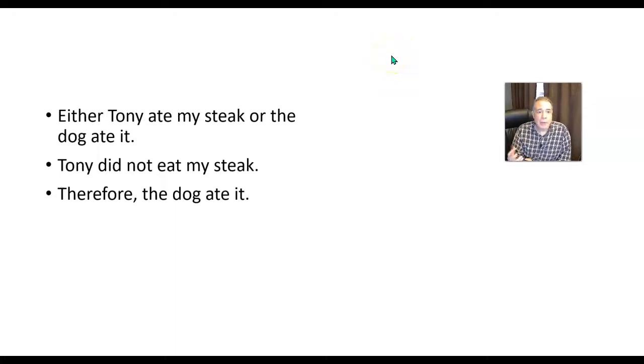Either Tony ate my steak or the dog ate it. Tony did not eat my steak. Therefore, the dog ate it. So, either Tony ate my steak or the dog ate it. That's a disjunction, an or statement. P or Q. Tony did not eat my steak. I had P standing for Tony ate my steak, so we have the negation of that, not P. Therefore, the dog ate it. Therefore, Q. Do you recognize this pattern?